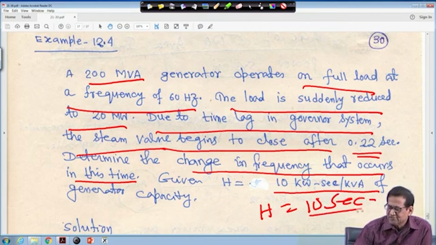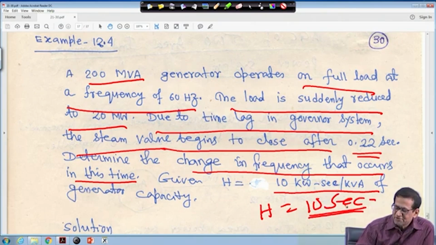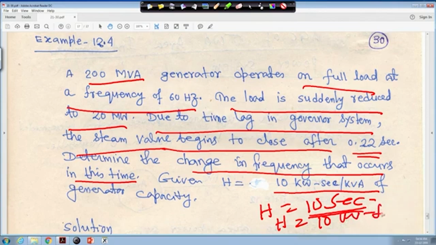If H is given as 10 seconds, you can write it as 10 kilowatt-seconds per kVA. This is the way it is given. Kilowatt by kVA is actually a dimensionless quantity, so basically it is an inertia constant in seconds.